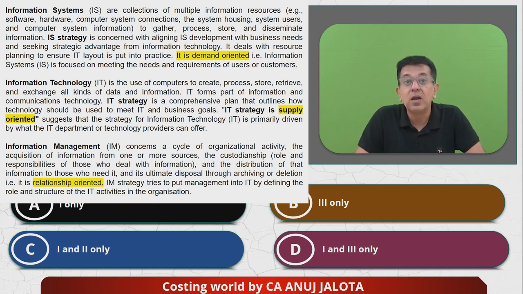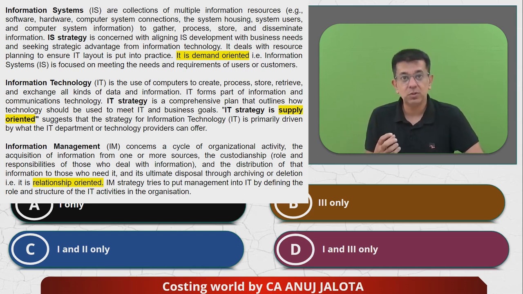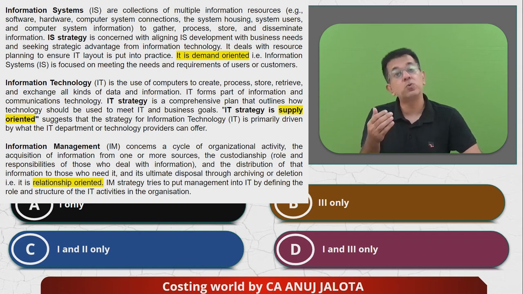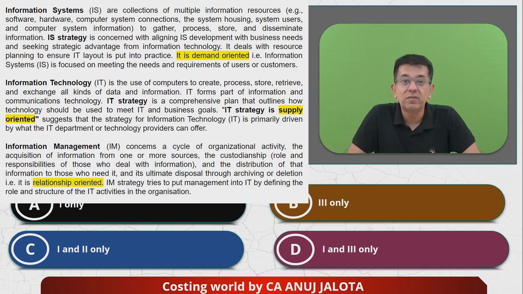It is demand oriented. Demand oriented means what? Information system is focused on meeting the demands, the requirements, the needs of the users or customers. Example, think that there is a CEO. He wants to know what the sales were in the last quarter. He'll be using information system to extract that information. So it's always demand oriented. It is always dependent upon whatever the users want. The information system is made in that particular manner based upon whatever a user wants.